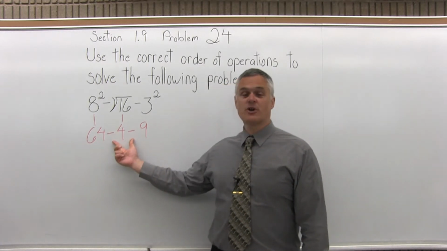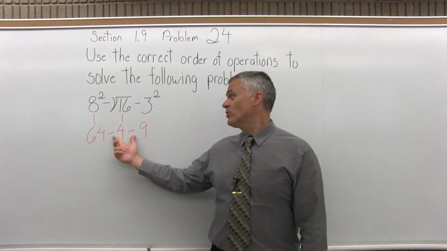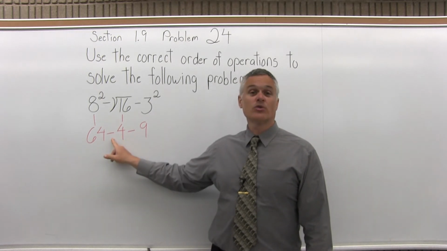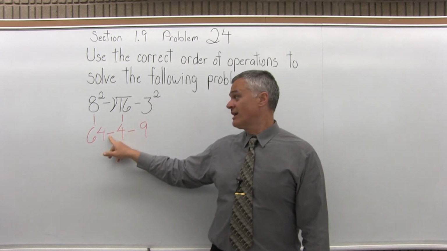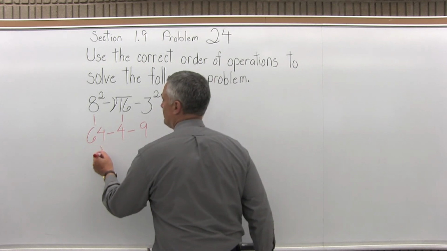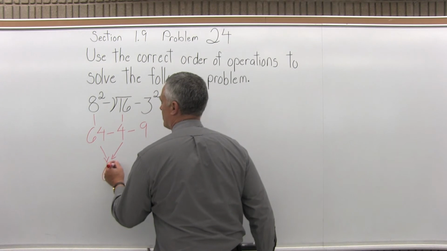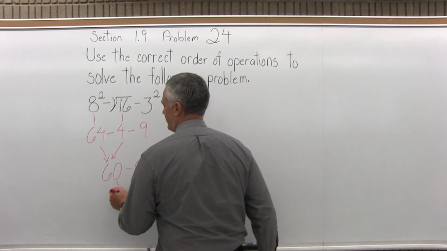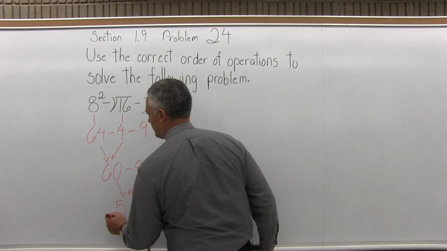So there are 2 subtractions. So which one needs to be done first? When you have more than one subtraction or addition or a combination of additions and subtractions, you want to go through from left to right, just the way you would read printed words. So I will do the leftmost subtraction first, the 64 minus 4. So 64 minus 4 is 60. So the problem becomes 60 minus 9. And then for the last step, 60 minus 9 is 51.